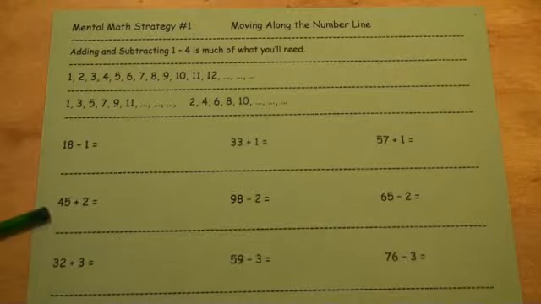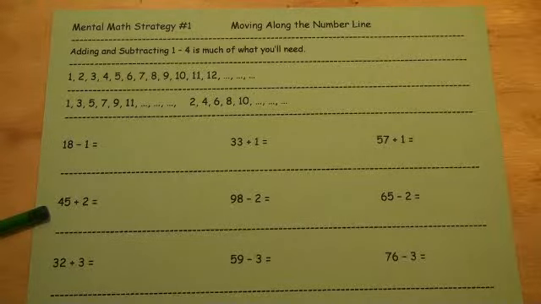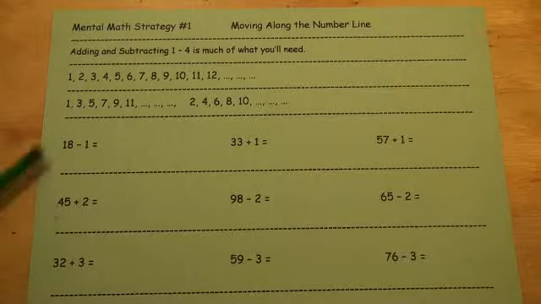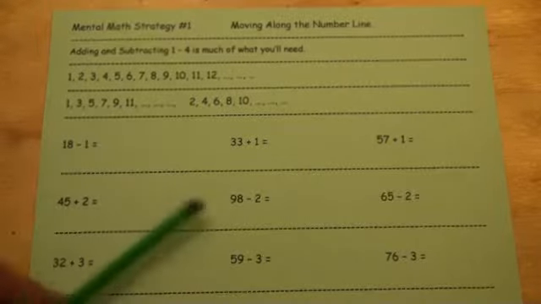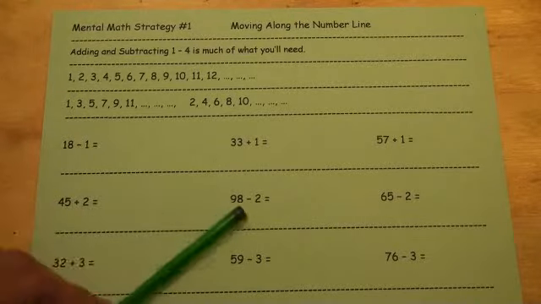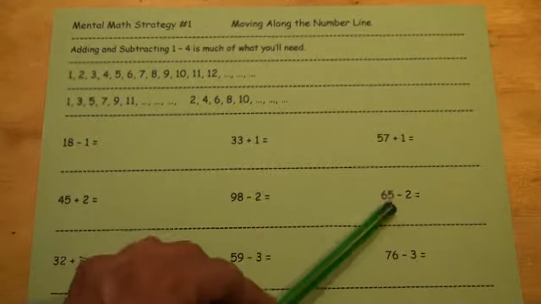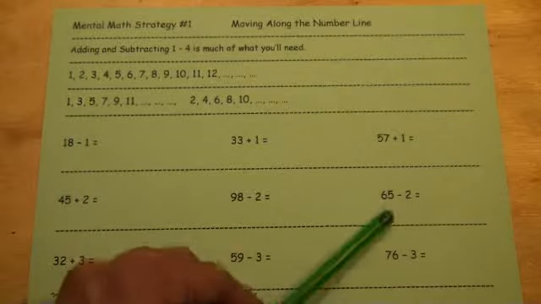58. Now you're looking at plus and minus 2. So plus and minus 2s are working with the odd and even number line. So if you have an odd number and you plus 2, you go to the next odd number. If you have an odd number, you do minus 2, you go back to the previous odd number. Same thing with the evens. So you have 45 plus 2. Well, 5s become 7, so 47. 8s go down to 6s, 96. 65, 5 goes down to a 3, so therefore 63.